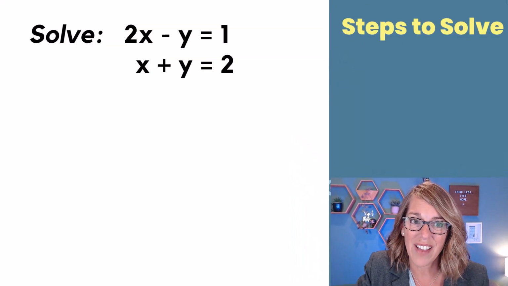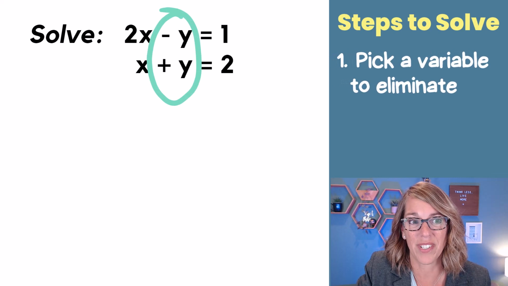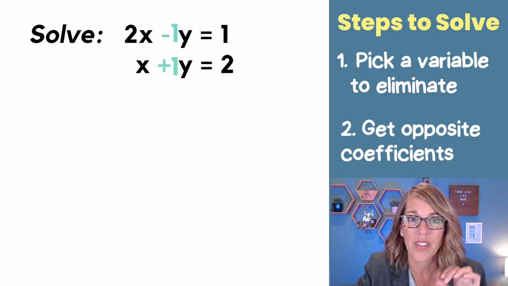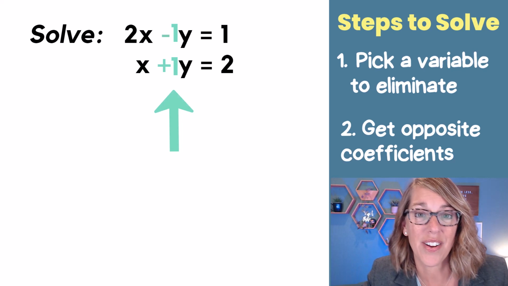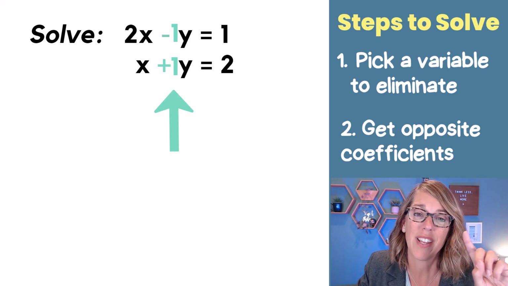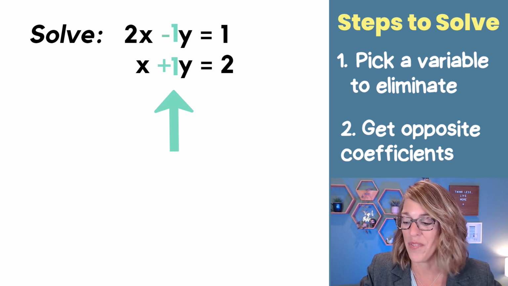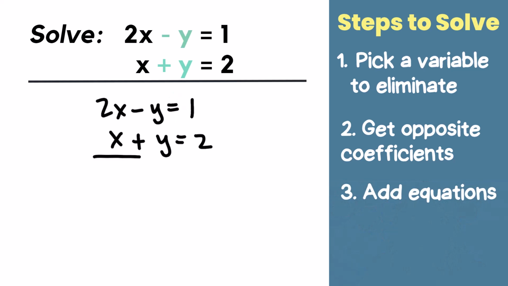Let's go ahead and dive in with this first one, and I want to go over our first few steps. We want to start by picking a variable to eliminate, to get rid of. And I really want one where the coefficients are opposites. In this case, the y's are the perfect match because I've got a -1 as a coefficient of one of them and a +1 as a coefficient of the other. So I'm going to take my two equations and add them together. And as I'm doing that, those y's are going to eliminate.